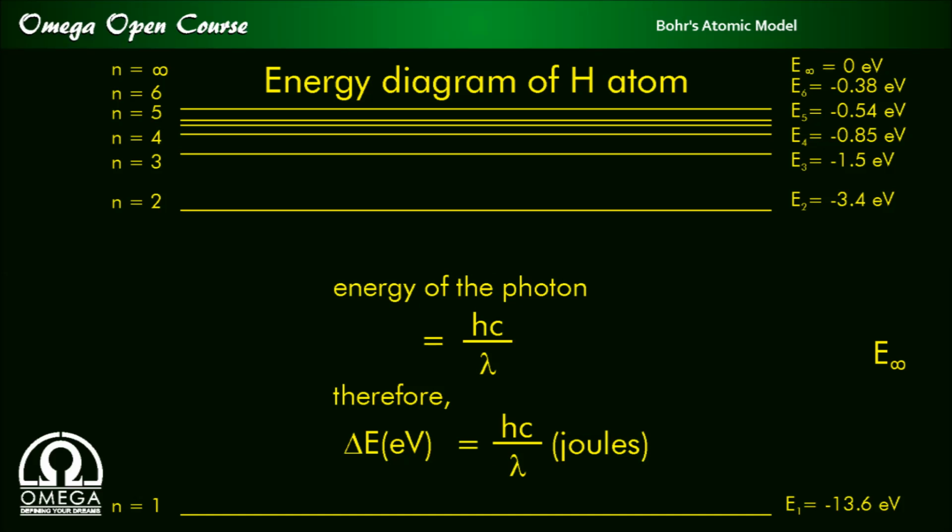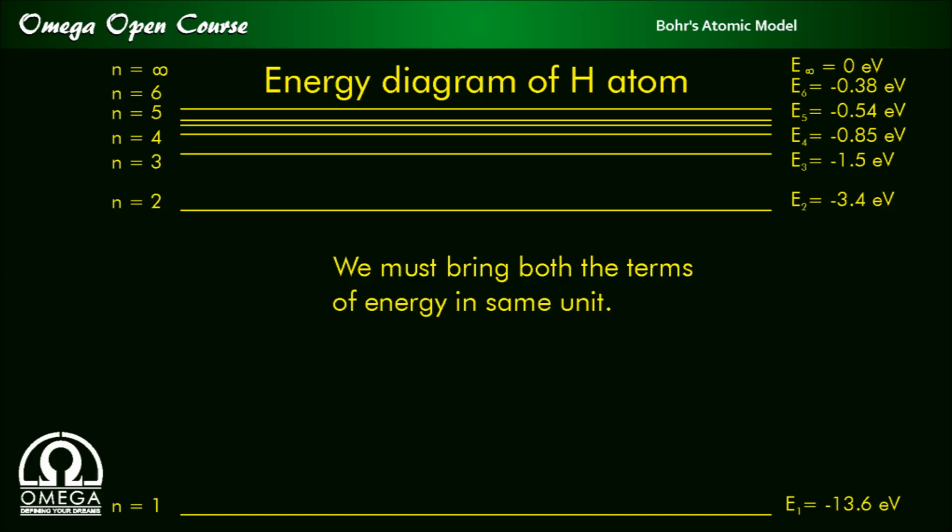Now, we already know that the energy of the photon whose wavelength is lambda is equal to hc by lambda. One thing must be kept in mind. The energy of the photon calculated by this formula gives us the value in joules, whereas the value of delta E is in electron volts. So, we must either convert the hc by lambda value in electron volts or delta E value in joules before equating these two energy terms. This can easily be done. We know that 1 electron volt energy is equal to 1.6 into 10 to the power minus 19 joules.